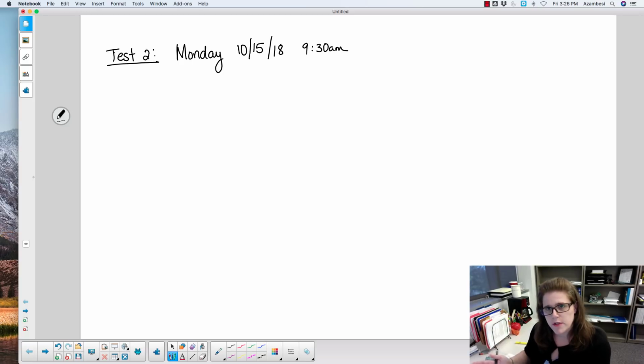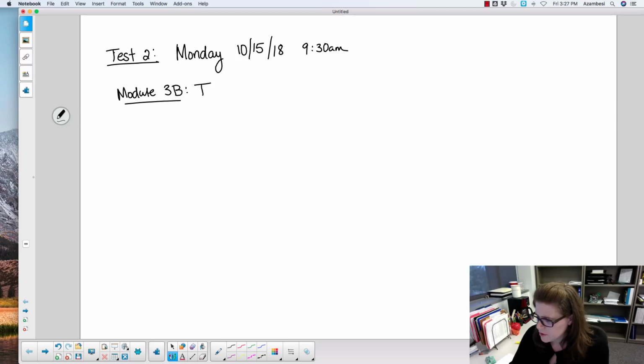Now, what I want to do today is really just run through the topics. We're not going to work a whole bunch of examples, but I want to run through the topics you'll expect to see. So first, it starts at Module 3B. Module 3B is all the trig graphs, so graphs of sine and cosine. It also includes Module 4, which is the average rate of change.